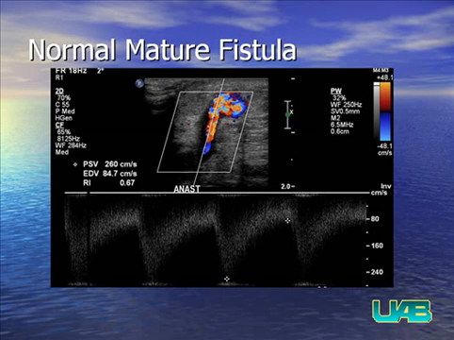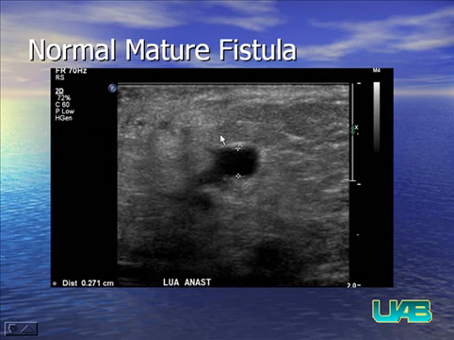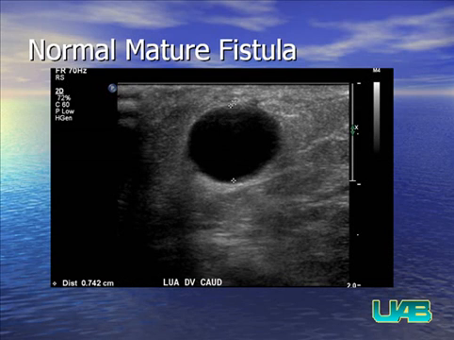Notice that the artery has a nice black window showing that this is fairly laminar flow without turbulence or aliasing. The draining vein at the anastomosis has a slightly small diameter, 2.7 millimeters, but as you get into the draining vein in the caudal forearm, it rapidly dilates up to a usable fistula diameter of greater than 4 millimeters, in this case 7.4 millimeters. Also notice that the depth to the skin is very small, less than 5 millimeters deep.